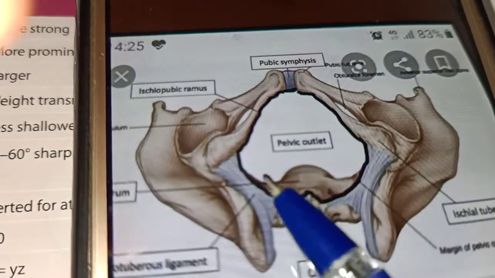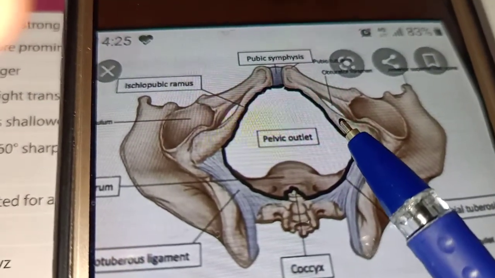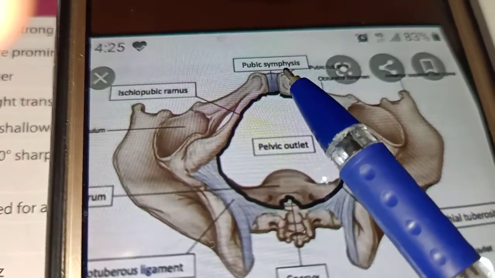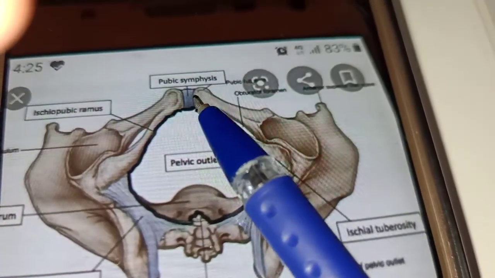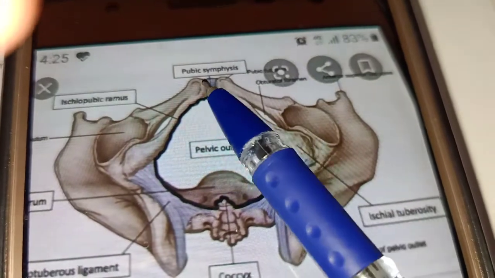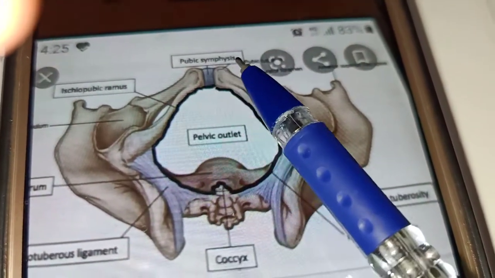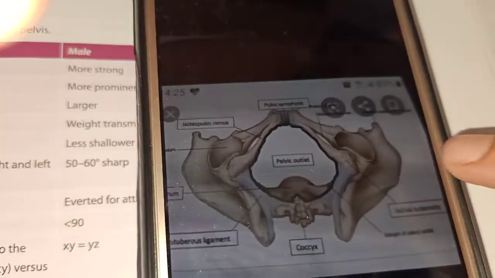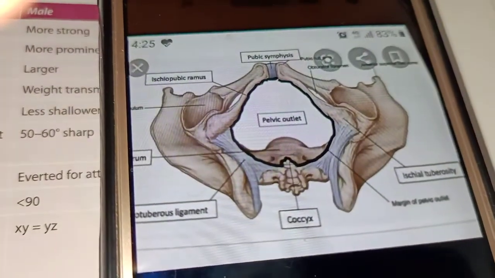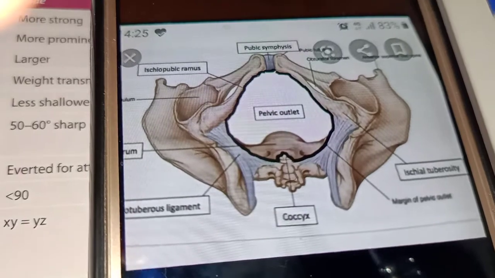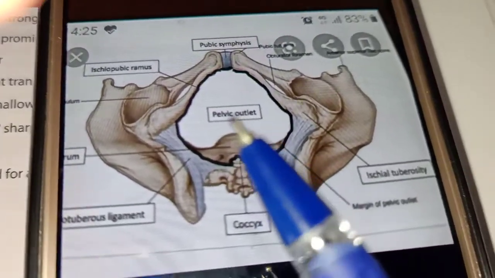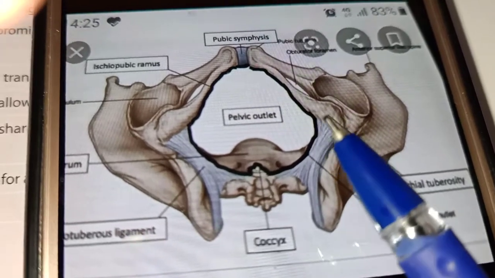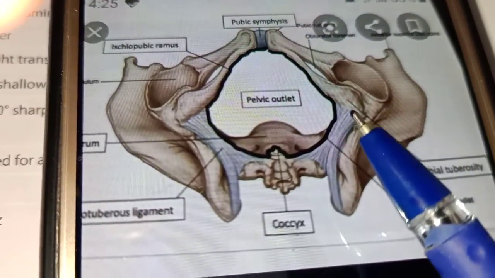So what are the boundaries of the pelvic outlet? Anteriorly would be the pubic arch. You can see the pubic arch. This is the pubic arch that you all know. What is the pubic arch? Then laterally it would be the ischial tuberosity. So this is the ischial tuberosity, the lateral boundary.